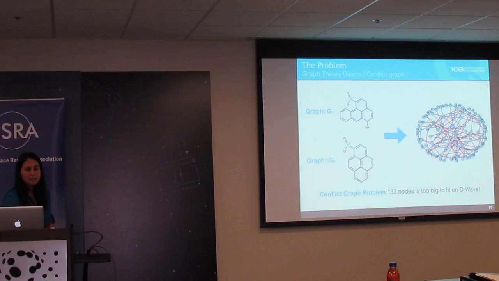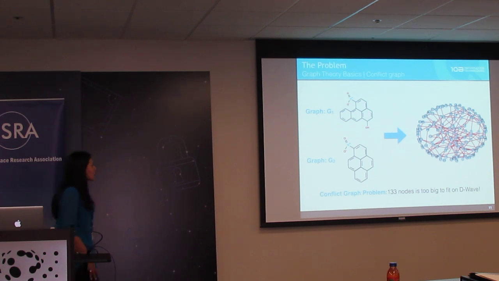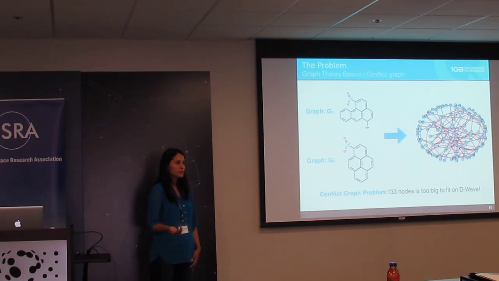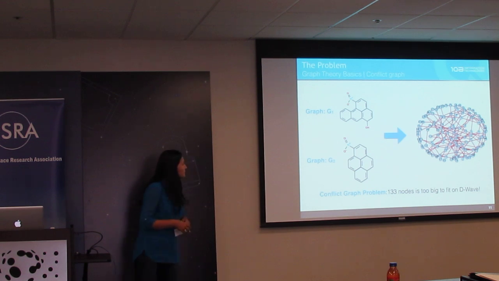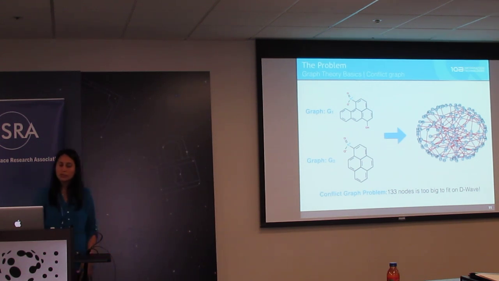So basically, in this example, we have two molecules. They are small molecules. However, when you write the conflict graph, you end up having a graph of 133 nodes for this example. And according to the method that we are using, this graph is too big to fit on the wave. So we came up with preprocessing to reduce the size of this graph. I will explain later why this is too big for the wave.